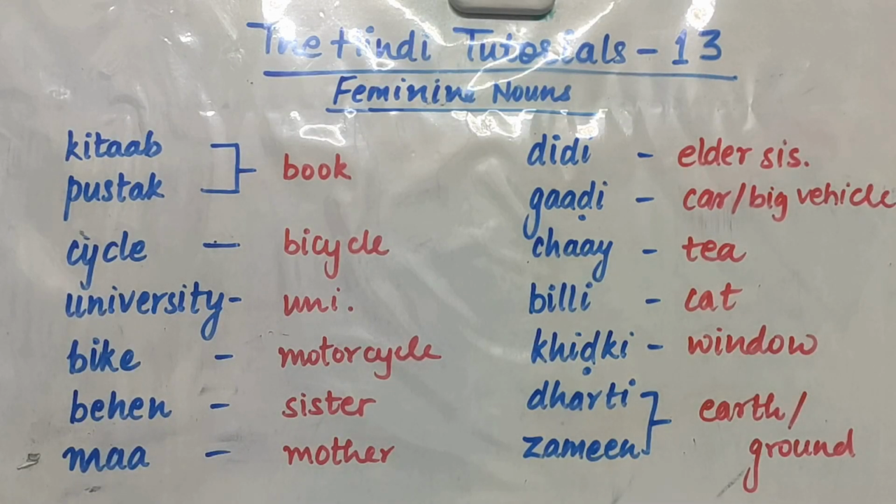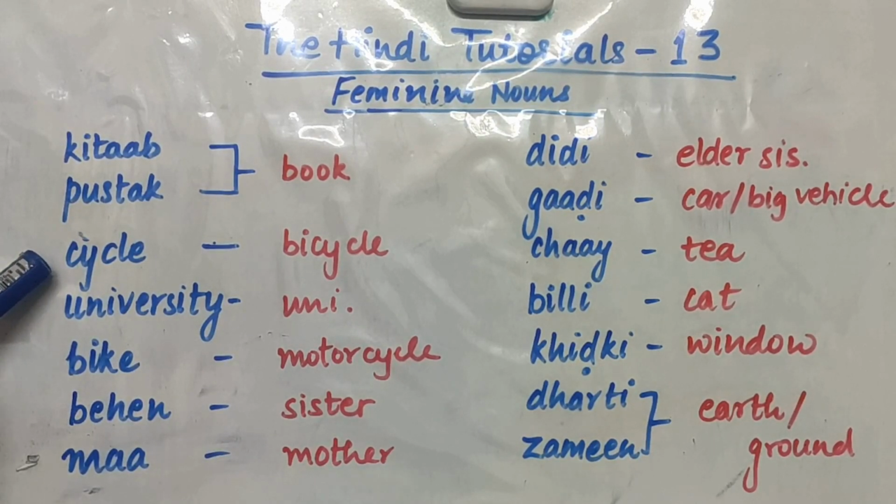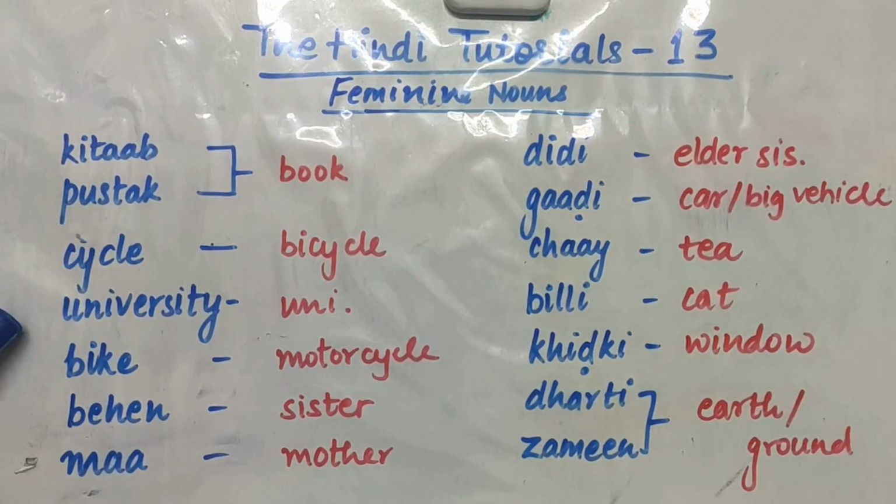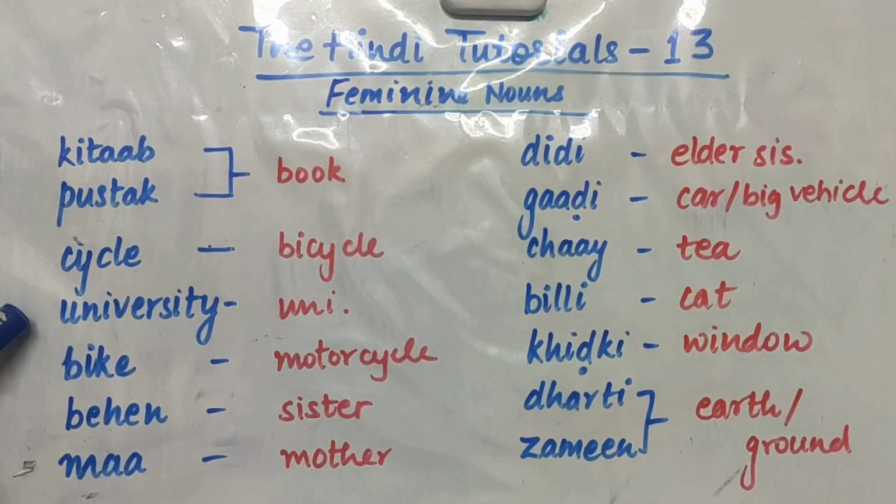Feminine nouns. Okay, all these words that you are seeing at the screen are female nouns. I'm going to pronounce them for you. Kitab, pustak. They mean book. Cycle. Bicycle here in normal language is called cycle. University is a female noun, although there is another word called Vishwavidyalaya for university, but in normal language we use university and it is used as a female word.